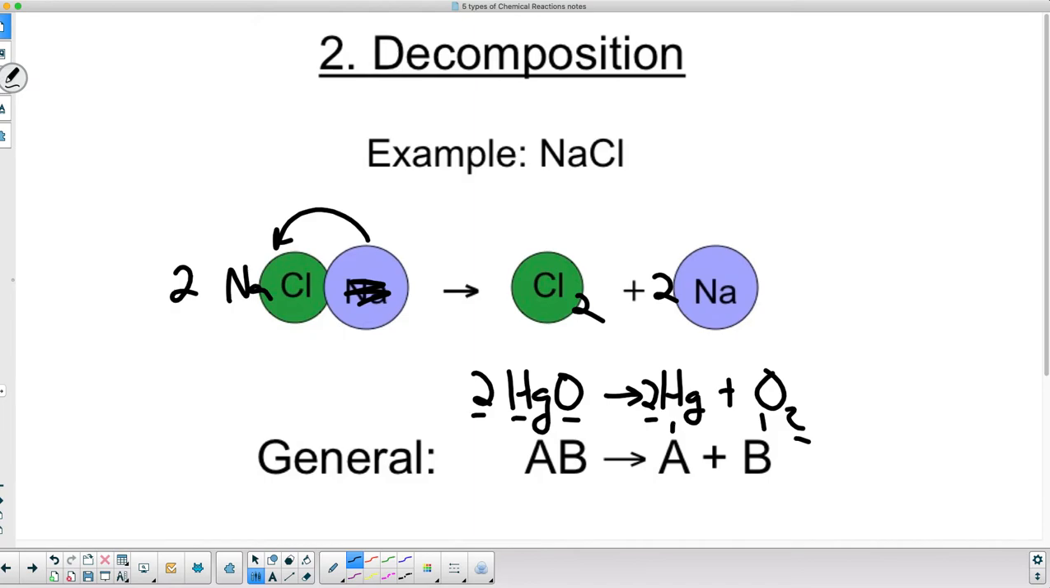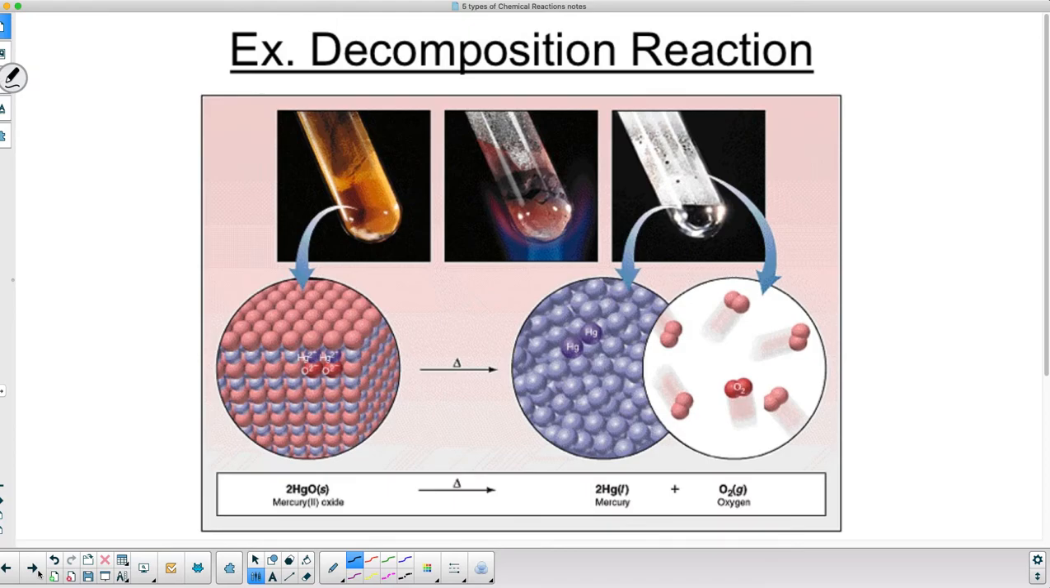The numbers, whether they're subscripts or coefficients, do not change the fact that they're elements. I know I'm rushing through this pretty quickly. I apologize. So here's another example of a decomposition. This is the one I just wrote down. I didn't do this on purpose, but it just happened to be this way. So 2HgO as a solid, that's mercury(II) oxide. And then this means that heat is used to break these two down. I get mercury metal, which is a liquid, and oxygen gas. Okay, moving on.